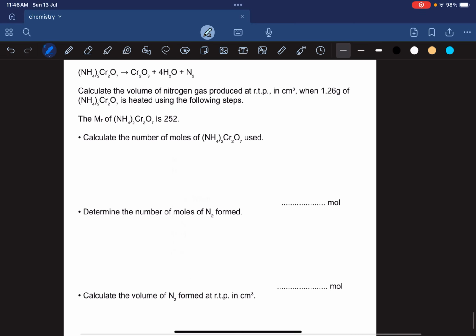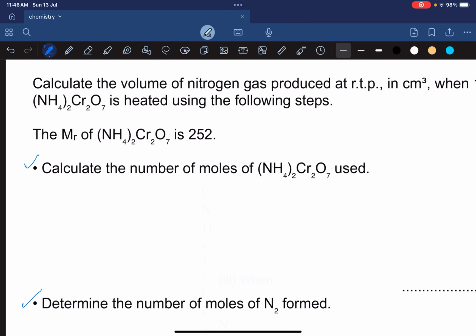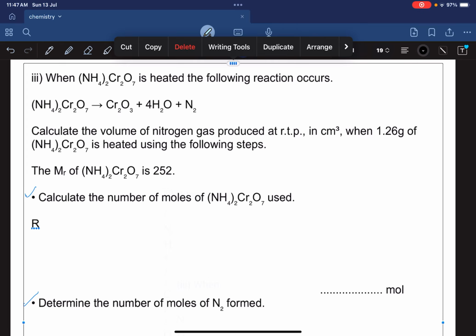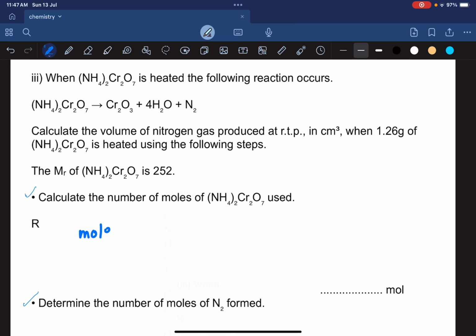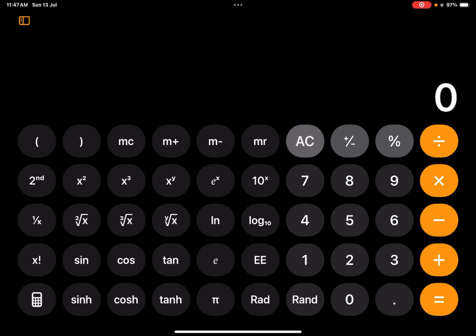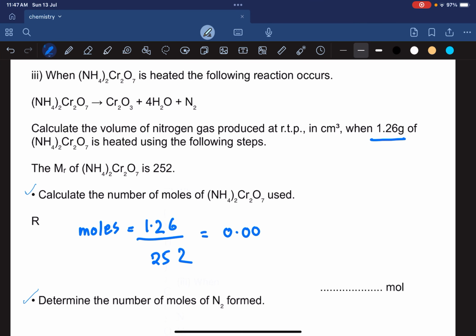Even if in an O-levels question we're not given these steps, let's still go with the steps. We can do it without the steps as well, but let's follow them. Calculate the number of moles. That's simple. Moles equals mass upon MR. So moles equal 1.26 grams upon MR. MR is 252. So 1.26 divided by 252 gives me 0.005 moles.